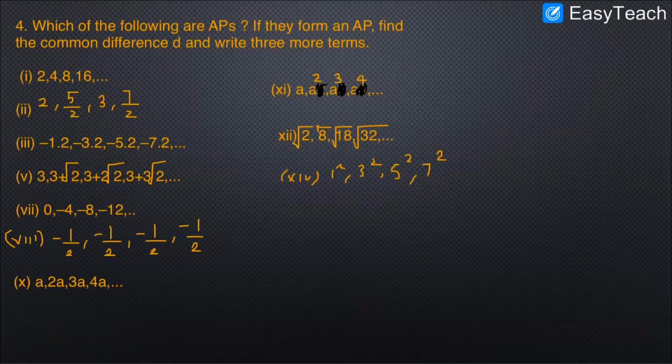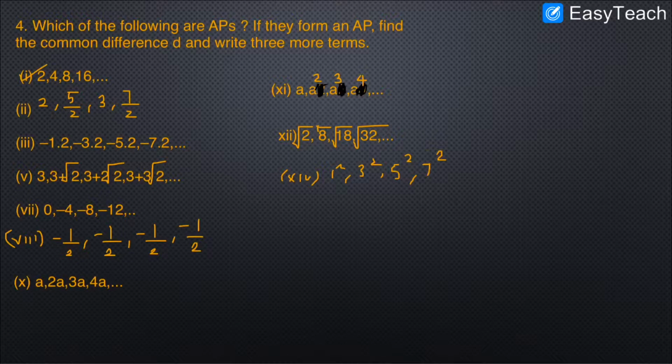We have been solving some problems under the topic arithmetic progression. So here is the fourth one. Which of the following are APs? If they form an AP, find the common difference D and write 3 more terms. First we have to find whether the given series is an AP or not. To find that, we have to find the difference between the consecutive numbers.